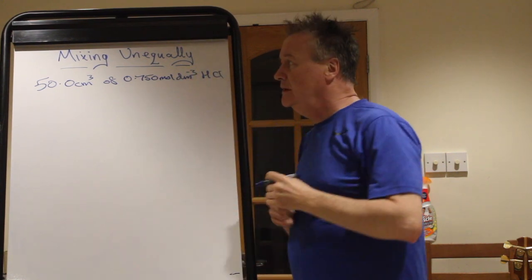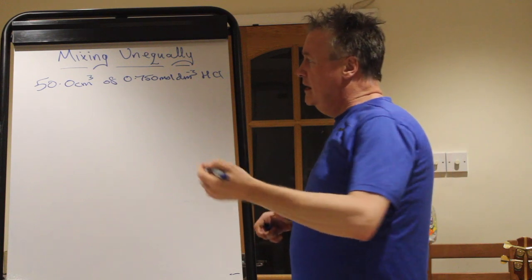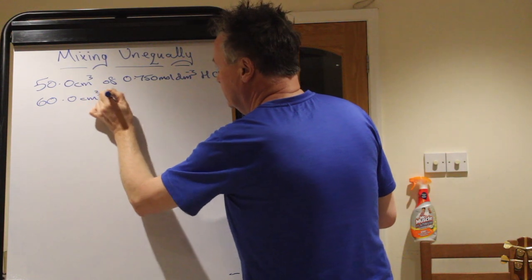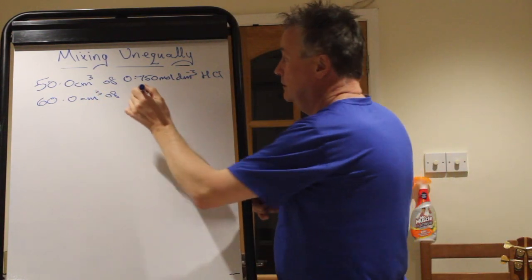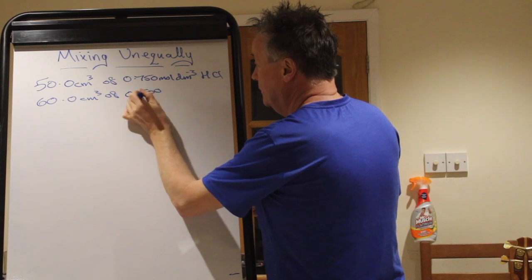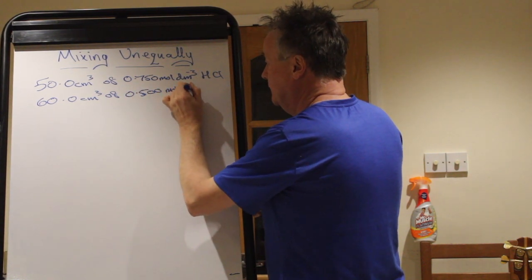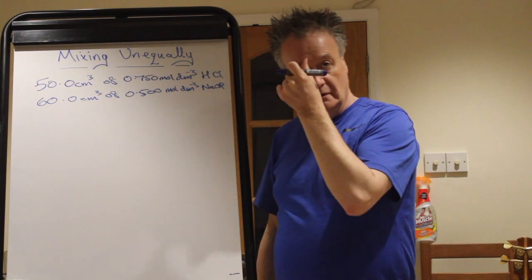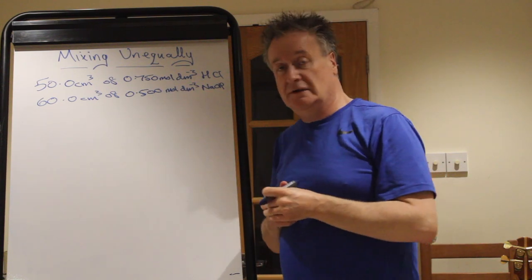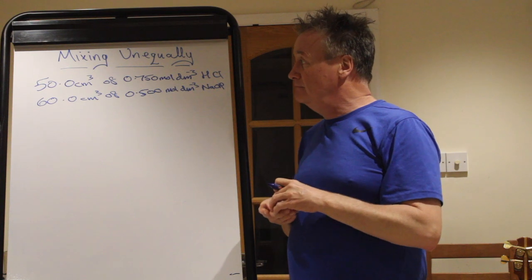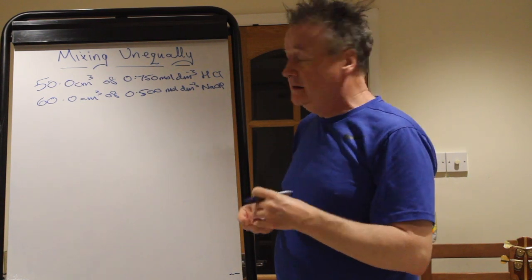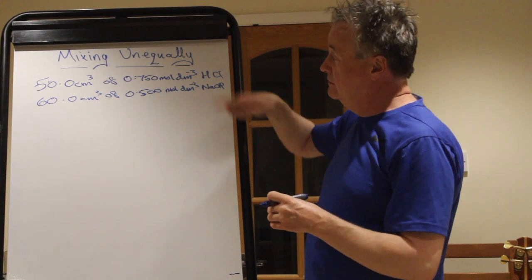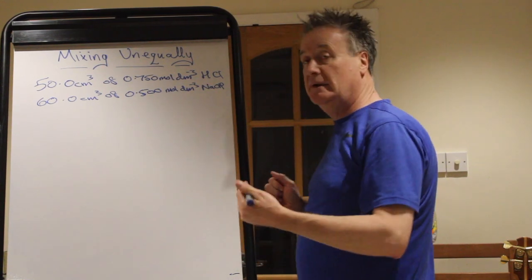So 50 cubic centimetres of that, and we'll mix that with 60 cubic centimetres of 0.5 moles per cubic decimetre sodium hydroxide. So very straightforward, very common neutralisation. Now when I look at that, I can say that that's going to be the one in excess and that's going to run out. But that's only because of the concentrations and the volumes. But we can work out how much of each one.